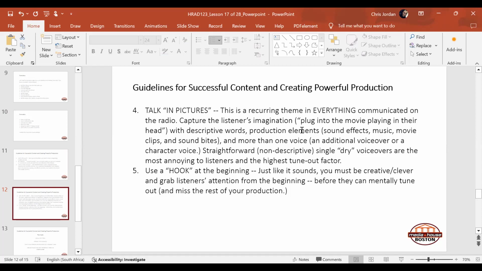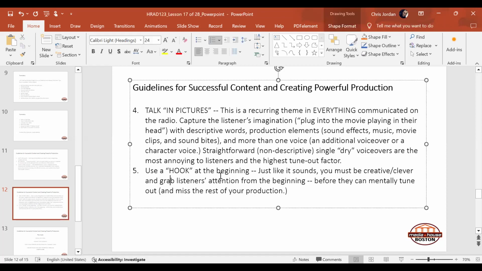Production elements as well. Use sound effects, music, movie clips, sound bites, all these things add to creating that great theater experience, again, of the mind. And more than one voice, an additional voiceover or a character voice, is also nice in there. Straightforward, non descriptive, single drive voiceovers are the most annoying to listeners and one of the highest tune out factors, right? So use a hook at the beginning.